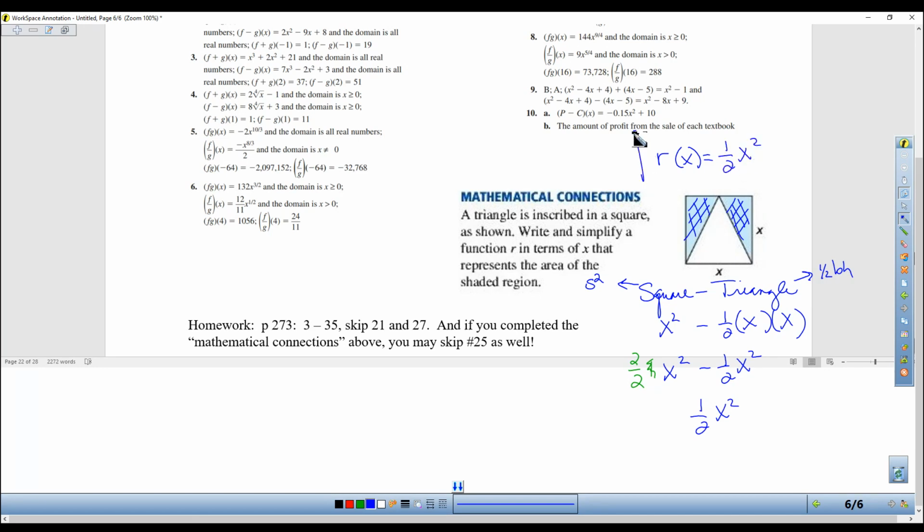Also, the notation is important to me. So it says write and simplify a function r, so you have to label it r, in terms of x. In terms of x means there had better only be x's in your function. So hopefully that helped you get some other ones as well.